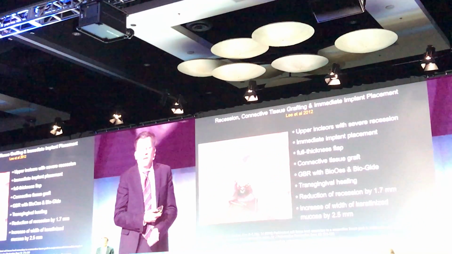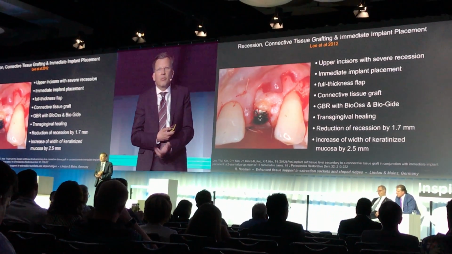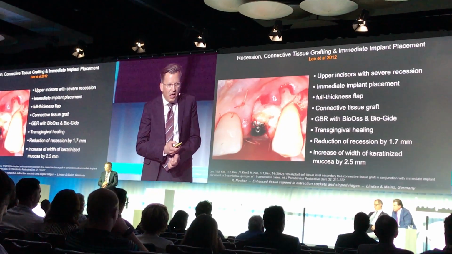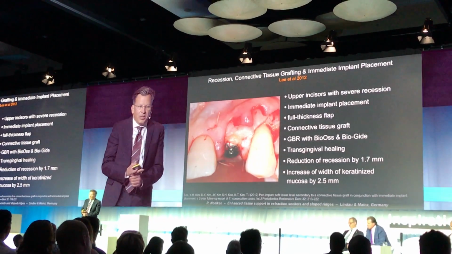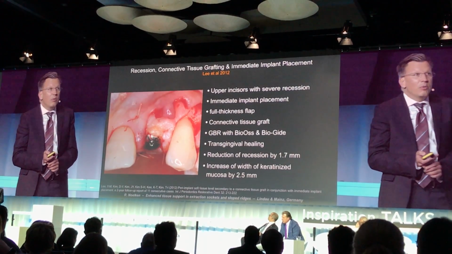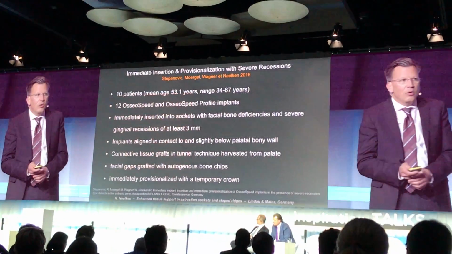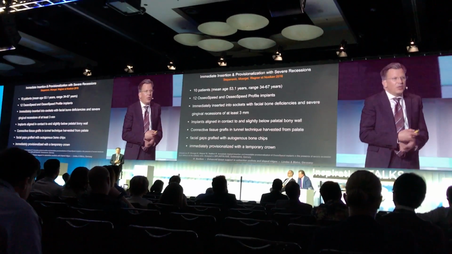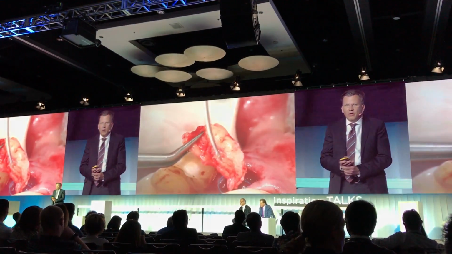We know from the study of Lee 2012, a small case series with 11 implants in upper incisors with immediate implant placement and reconstruction of the facial defect after raising a full thickness flap, that he used Bio-Oss and Bio-Gide plus a connective tissue graft for a transgingival healing process, and he was able to reduce the recession by 1.7 millimeters. So we did a retrospective study in 10 patients, 12 implants, and we used the flapless concept you've seen already before, and I show you now in the video how we treat it.